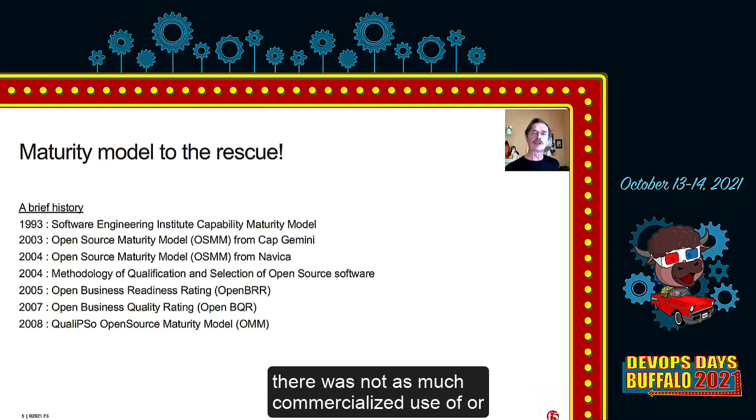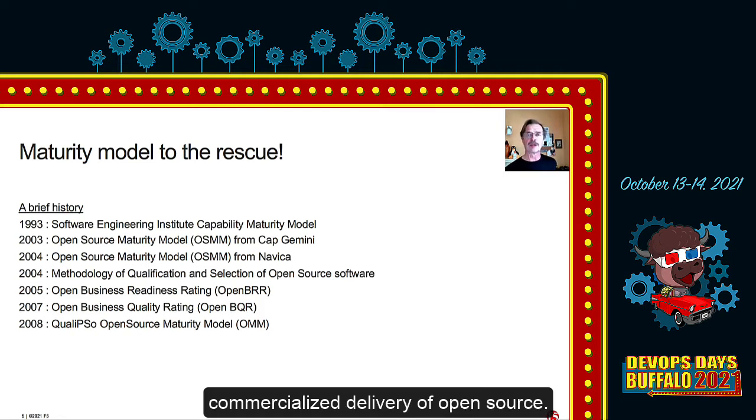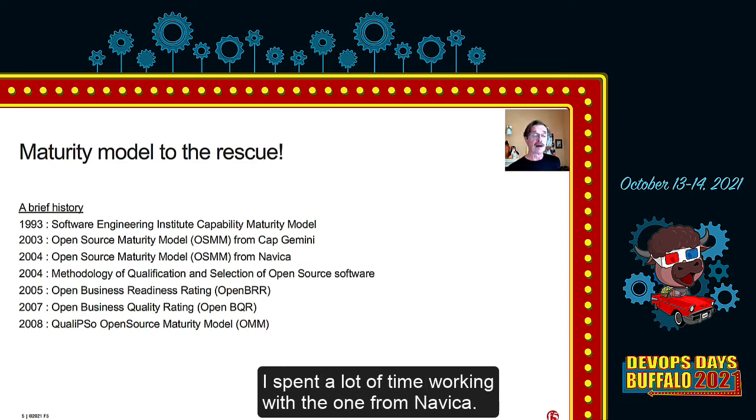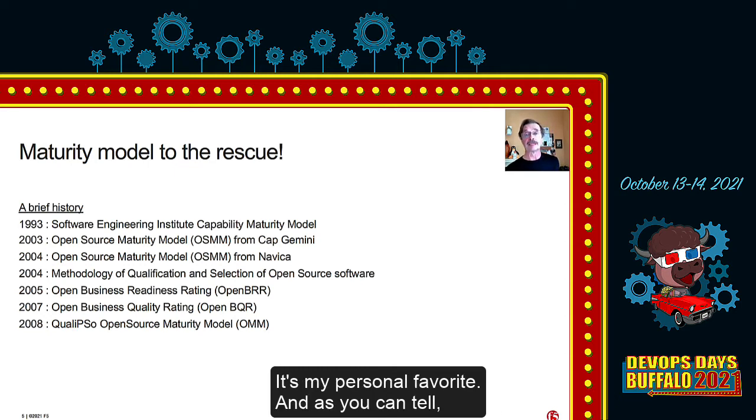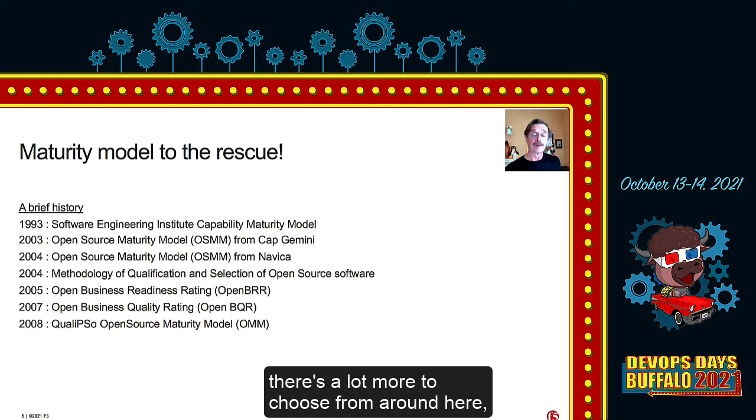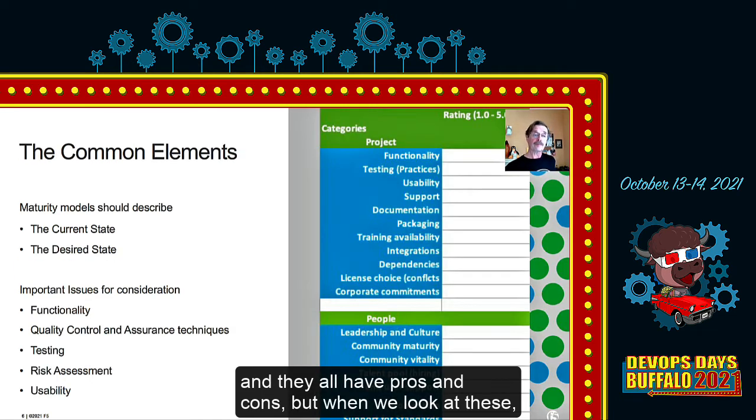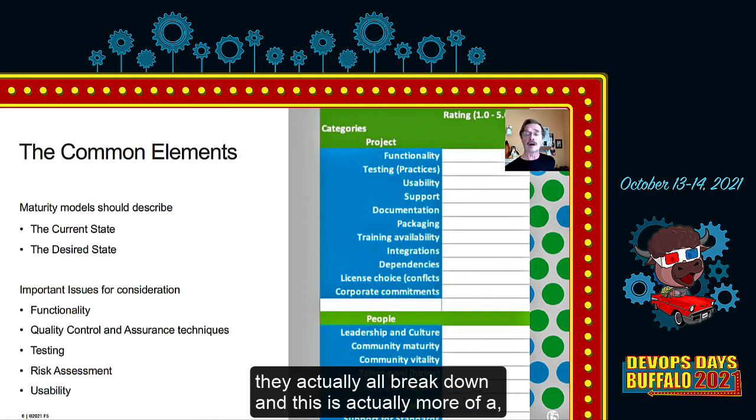There was not as much commercialized use of or commercialized delivery of open source. And so when we look at these things, they were very much measuring the functionality and the capability of these. I spent a lot of time working with the one from Navica. It's my personal favorite. And as you can tell, there's a lot more to choose from around here. And they all have pros and cons. But when we look at these, they actually all break down.